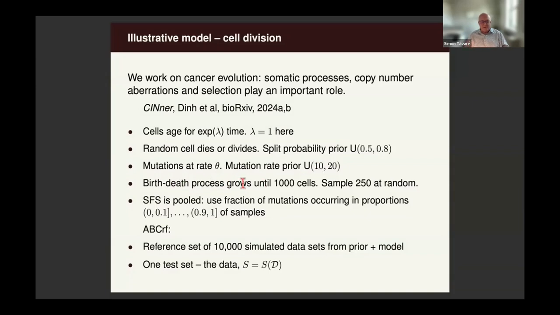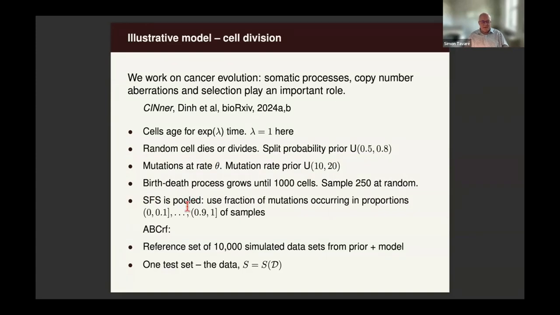The birth process grows until it has 1,000 cells, from which we then sample 250 at random, mimicking what we do with the biopsy. The SFS, the site frequency spectrum of the data, is pooled, though, into bins from 0 to 0.1, 0.1 to 0.2, and so on, up to 0.9 to 1, including 1, actually.